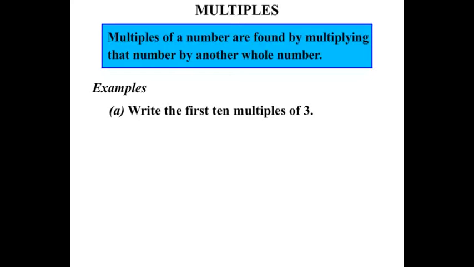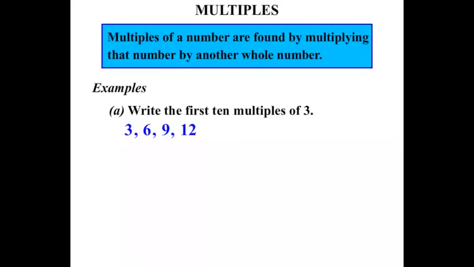We need to write the first 10 multiples of 3. Now it's very much like times tables. If you know your times tables well, the multiples will be easy. 3 is our first multiple of 3. Okay, 3 times 1 is 3. Then 3 times 2 is 6. That's our next one. The next one is 9.